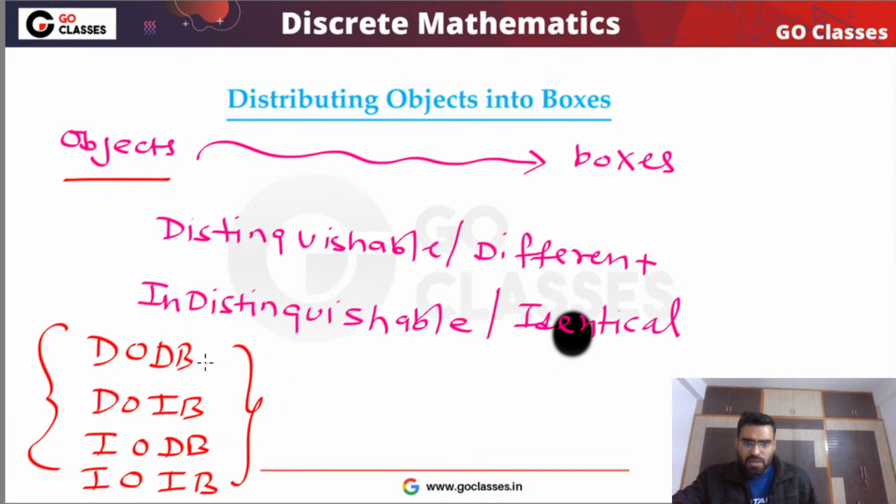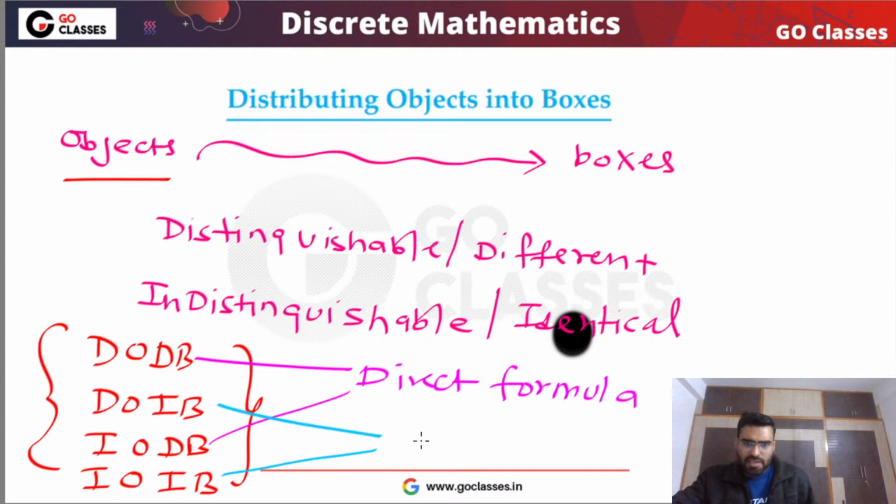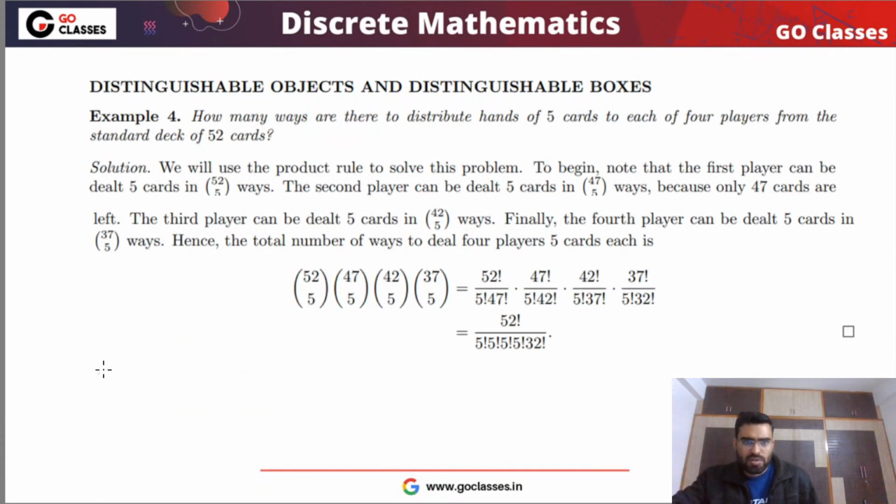This is very easy. You can notice DODB and IODB have a direct formula to solve them, and these are actually easy. The other two have no simple formula basically. Let's see how to solve each of these problems. First of all, this DODB is very easy.